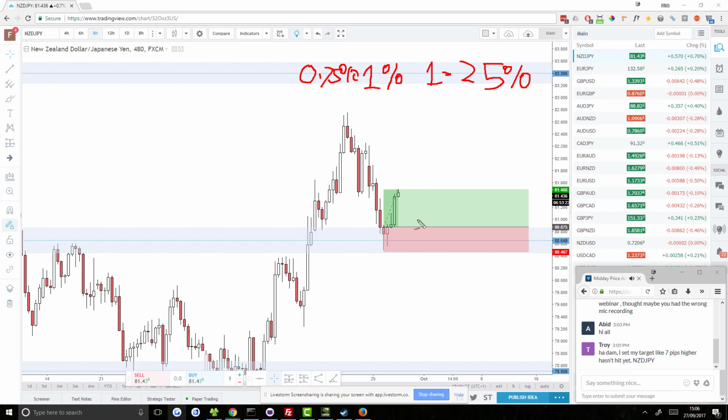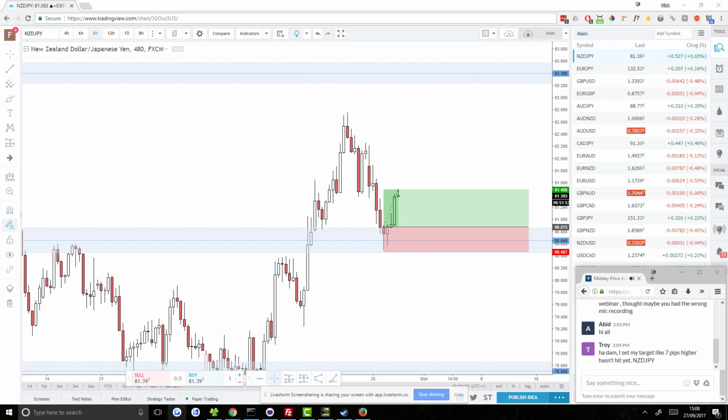So with this trade, because it's a high probability setup, it's in line with the major trend. It was bouncing from a major support area. It was just a good setup all round. I chose the 1.25%, so that's the higher risk number, because I'm willing to risk more of my account if it's a really good setup.